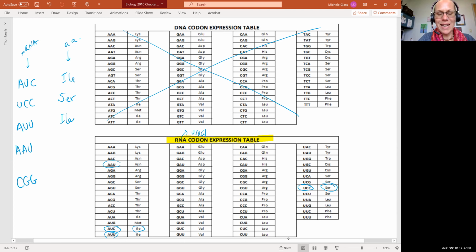The next codon is AAU. And so we see ASN as that amino acid. And then the last one is CGG in our listing here. And so find that here. And so that's standing for ARG, which is arginine.